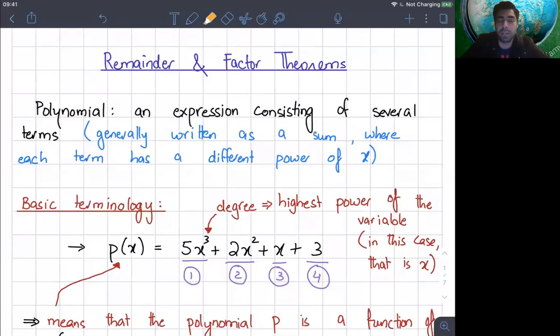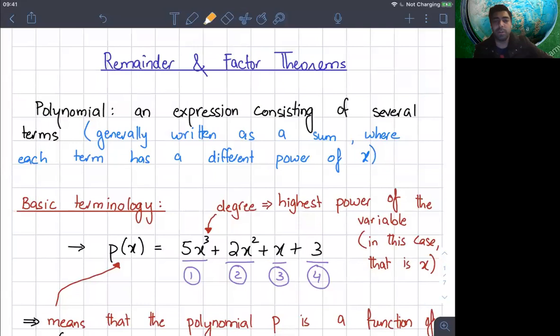Hello, everyone. In this video, we're going to deal with the remainder and factor theorems. But before we go ahead and do that, we're going to do a quick review on polynomials just to make sure you're familiar with all of that. But if any of you are very comfortable with that already, you can just skip the first part of the video. So let's just dive right in and see what it says.